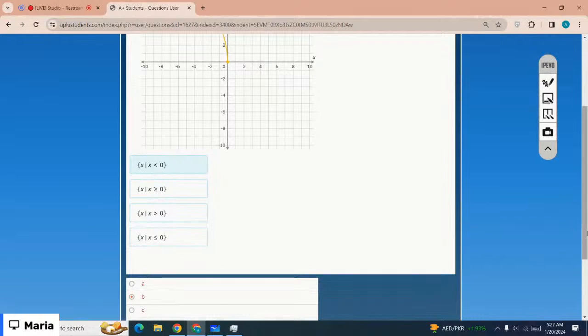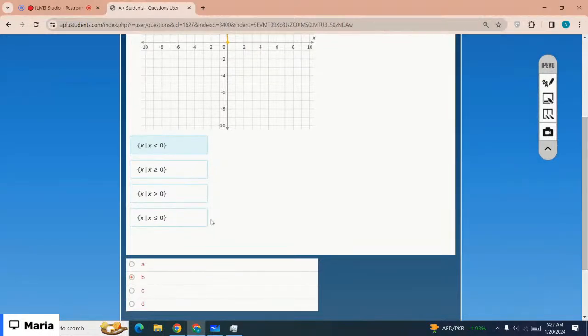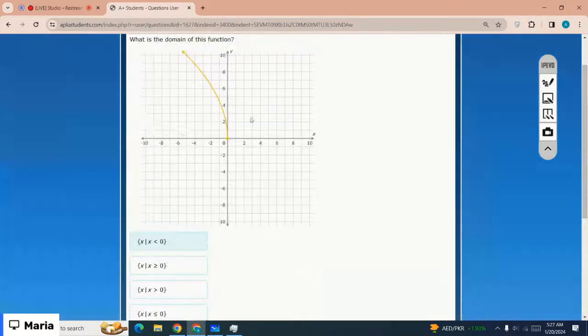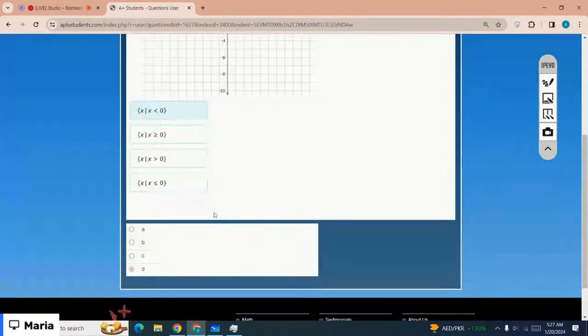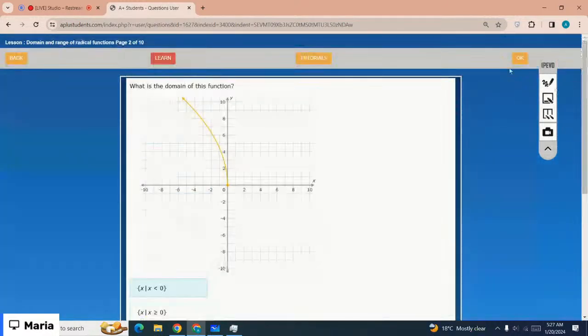No, x is less than or equal to 0. The last D option is the correct option because you can see the graph is on the negative side of the x. So all the x values are negative. So the domain is x belongs to x such that x is less than or equal to 0. Got it?